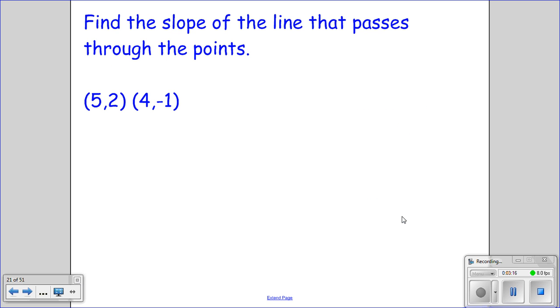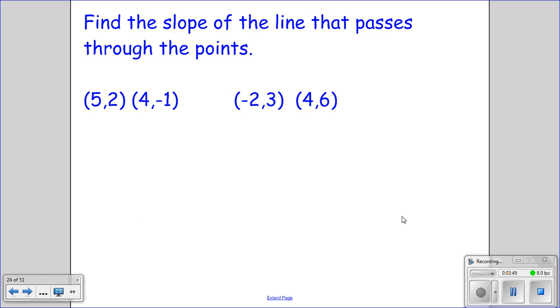Let's find the slope of this line that passes through the points. Do not graph this, please. Use the slope formula. We have 5, 2, and 4, negative 1. That means our change in y's is 2 minus a negative 1 over our change in x, which is 5 minus 4. That gives us a positive 3 over a positive 1 for slope, and we can write that just as 3. We know there's a 1 in the denominator, but we can write it just as the integer 3.